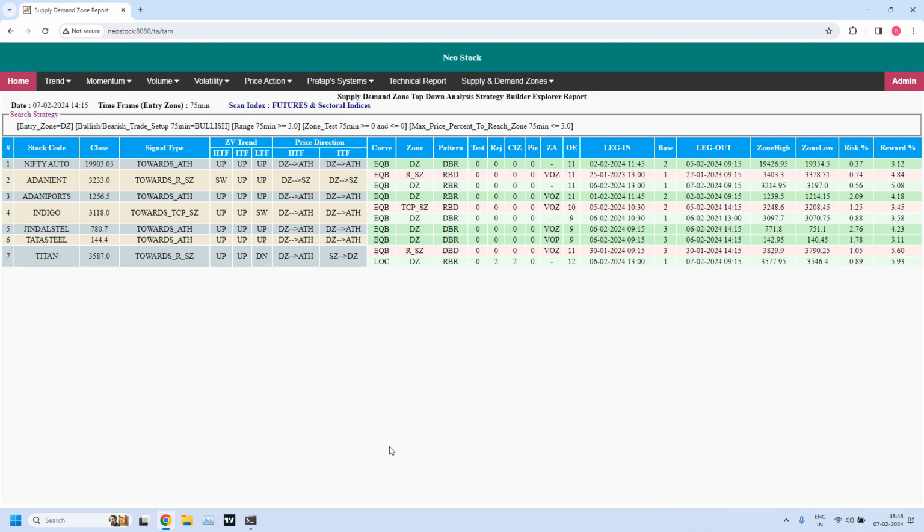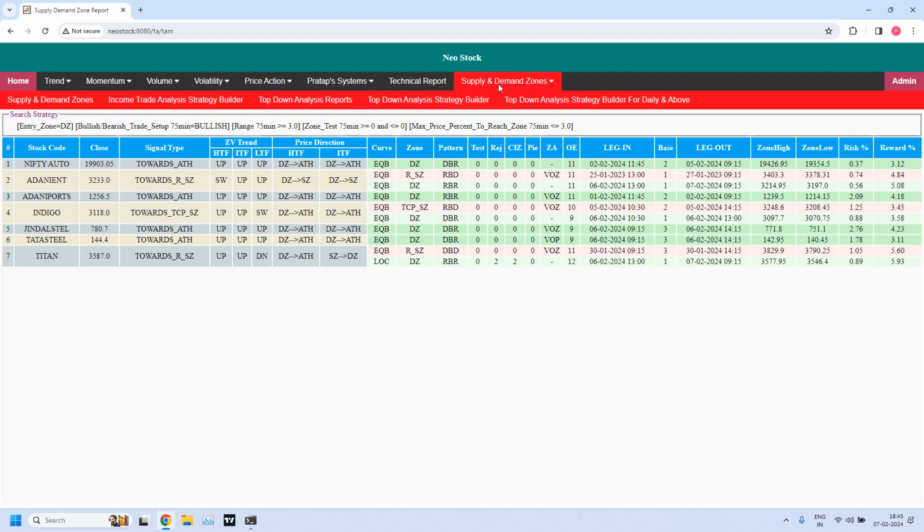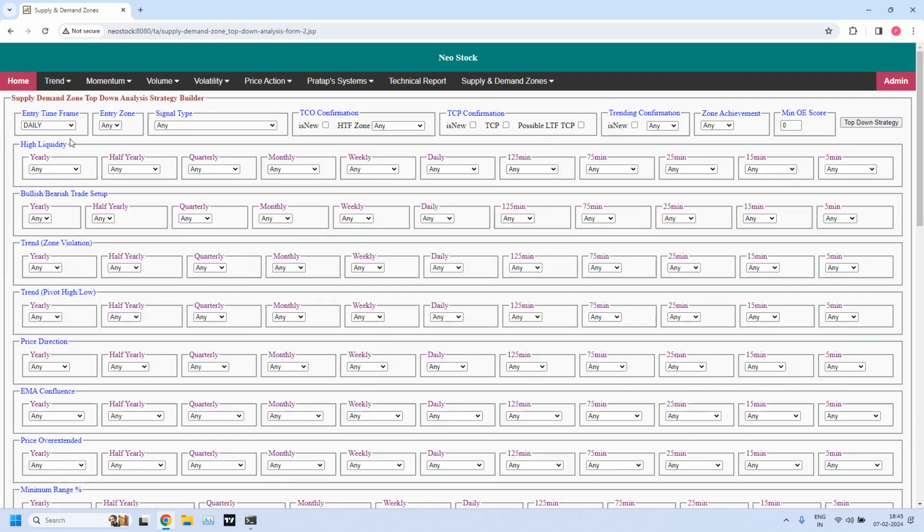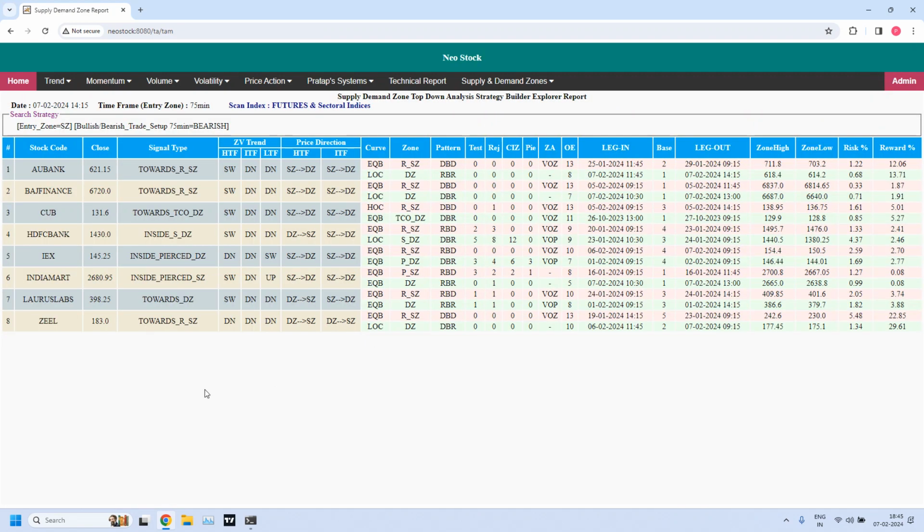Now let us generate the bearish trade setup for weekly income trade. Because it is a weekly income trade, our LTF zone, lower time frame zone, should be 75 minutes. It is a bearish trade setup, so our entry zone should be a supply zone. In this bullish or bearish trade setup at 75 minutes, we have to select bearish. Let us generate. So 8 stocks are filtered.